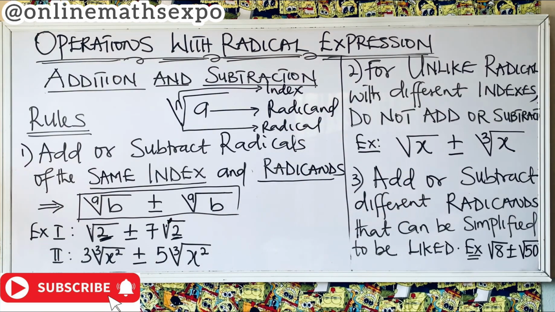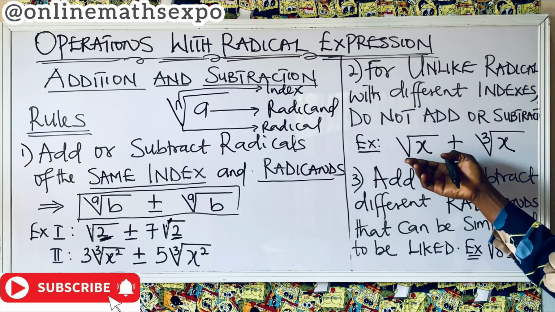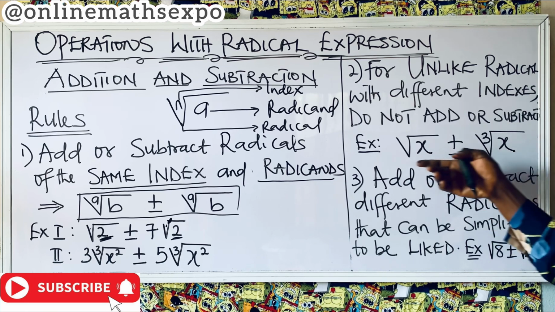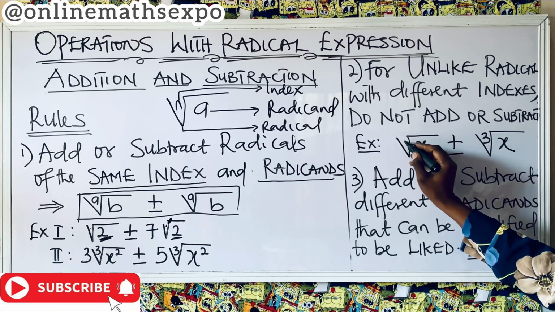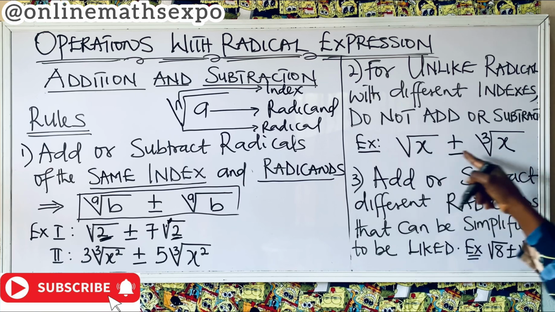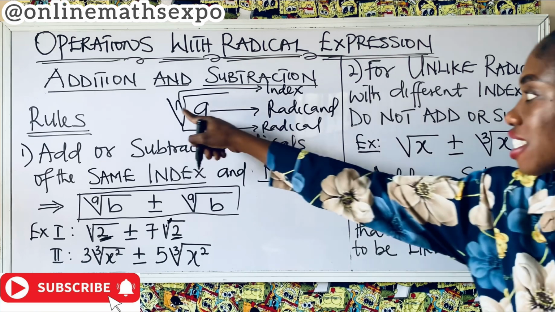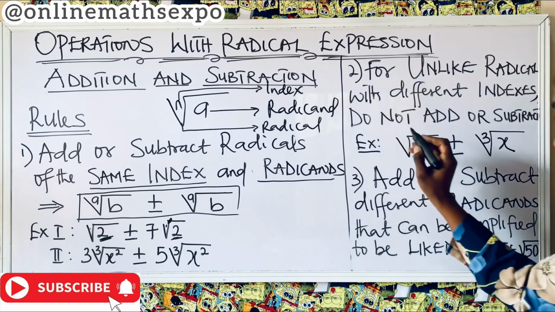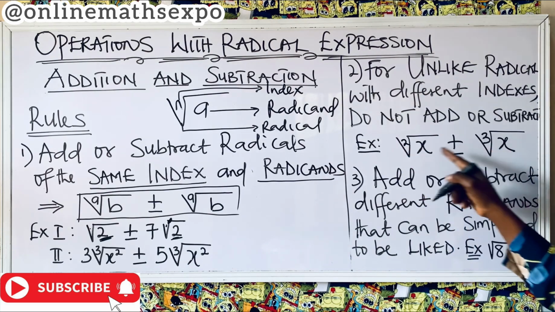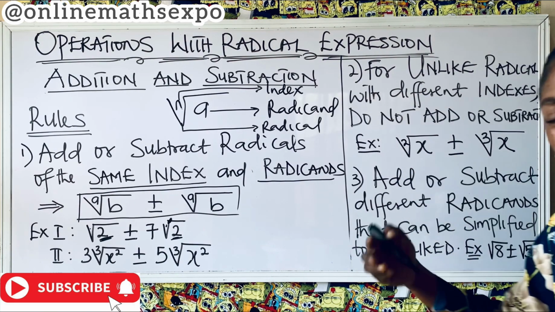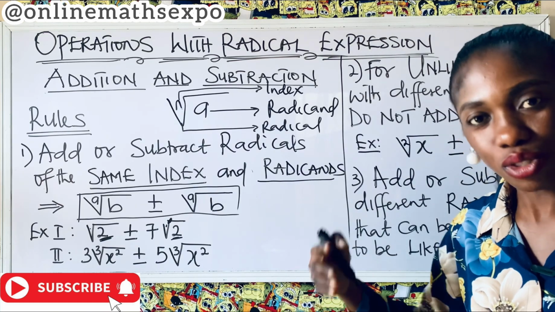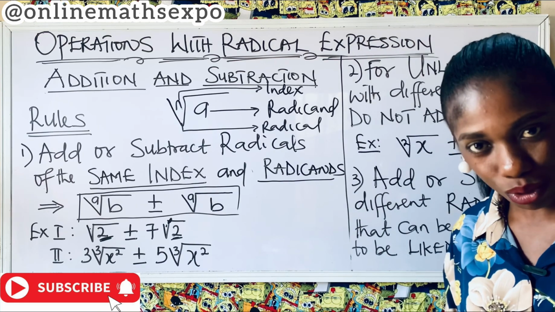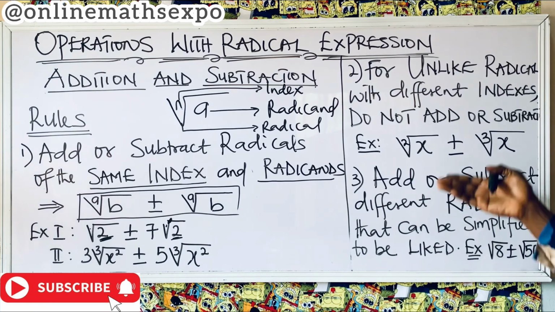Now the next rule says for unlike radicals with different indexes, look at it, unlike radicals with different indexes. If you watch here, this one is square root, this one is cube root, so the indexes are not the same because what is here is 2. So since they are different indexes, you are not to combine them, so you don't need to add or subtract. Is that clear? Now this is the example.